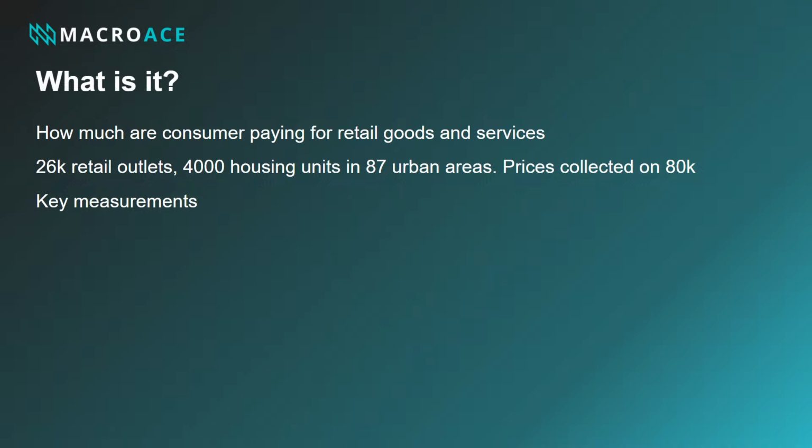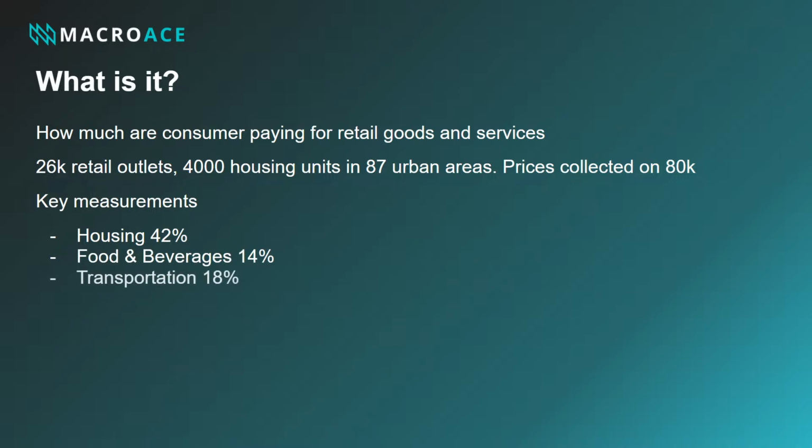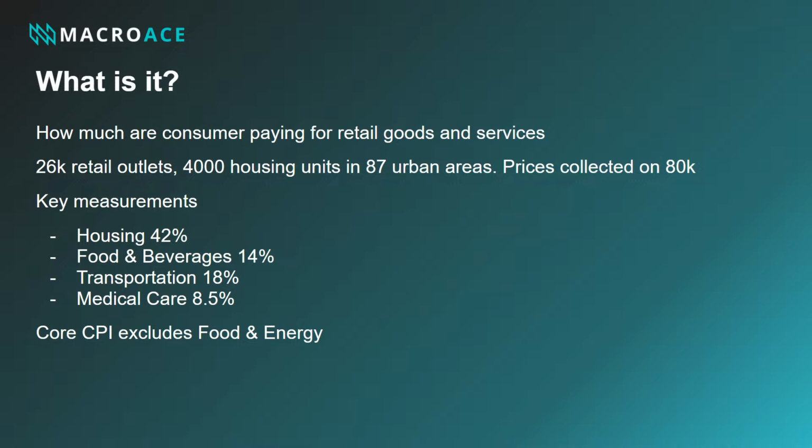Key measurements then. How's it made up? Housing makes up about 42% of the report. Food and beverages, 14%, transportation, 18%, medical care, 8.5%. And then, of course, the core CPI excludes food and energy.